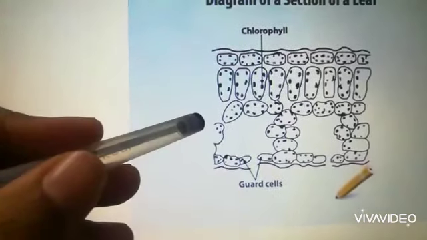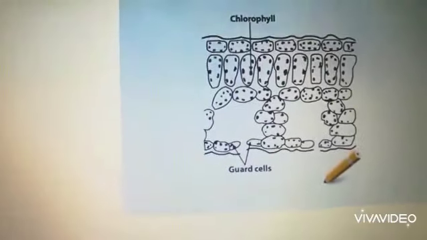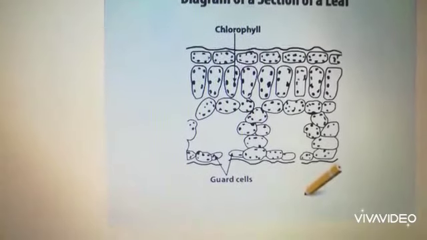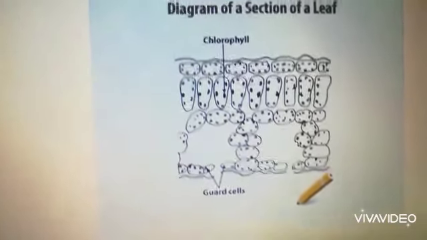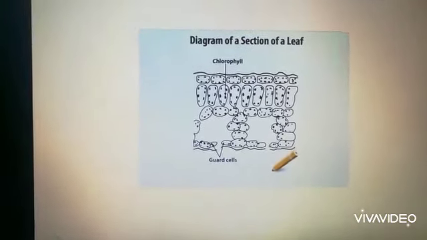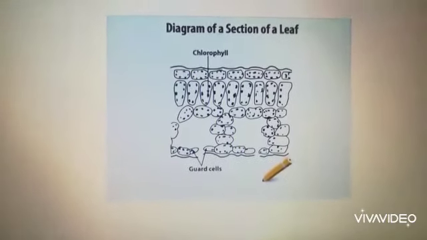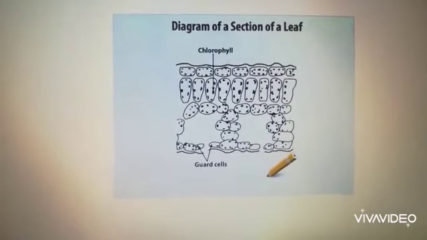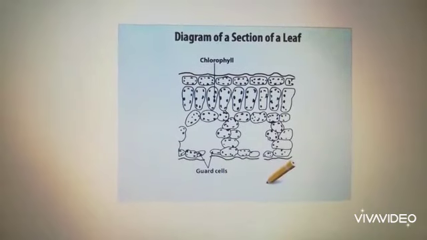Whatever cells you are able to see are cells present inside the leaf which contain chloroplasts, and chloroplasts contain chlorophyll inside them. All these diagrams, the previous diagram as well as this diagram, will be asked in the exam for a 2 marks question. So in my next video, I will show you how to draw the diagram.